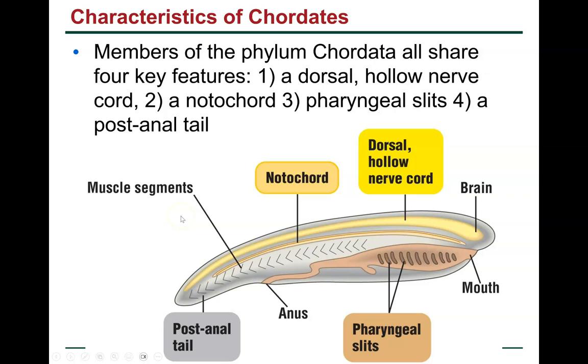All right, so the characteristics of chordates. We've got 4 characteristics. These are a dorsal hollow nerve cord, a notochord, pharyngeal slits, and a postanal tail. I'm going to be really mean, and I'm going to make you know all of these, but probably 3 out of the 4. You're going to have to tell me what the characteristics of chordates are. All right, so dorsal hollow nerve cord, notochord, pharyngeal slits, and a postanal tail. And all chordates are going to have these things.